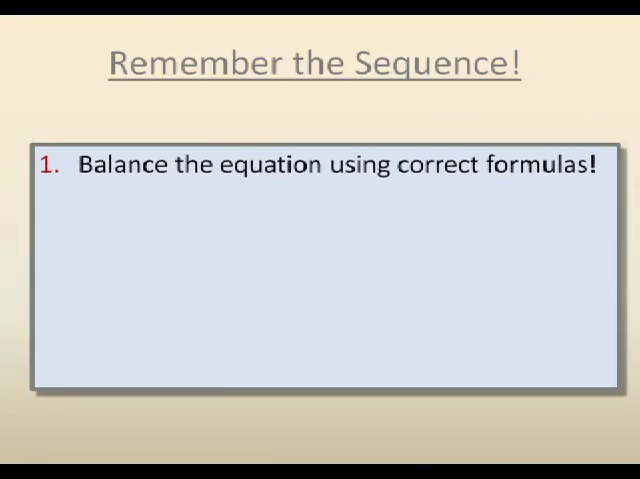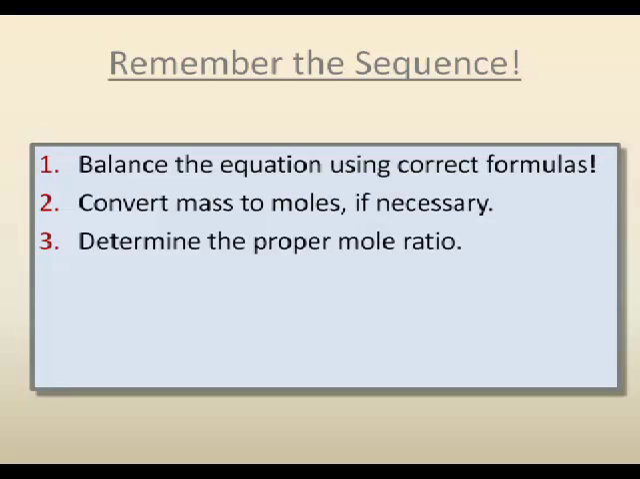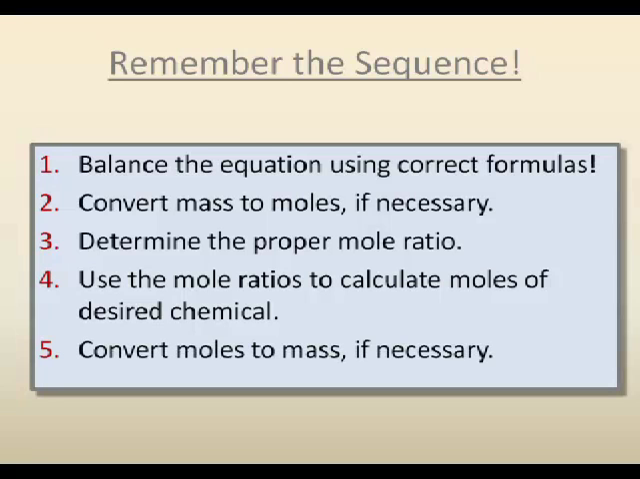Now, remember your sequence. This is the same for every single stoichiometry problem. You need a balanced equation, you need moles, and if you're given mass, you have to do the conversion. Find the proper mole ratio from the balanced equation, use that mole ratio to calculate the moles of what you're looking for, and then convert moles back to mass if that indeed is what you're asked for.